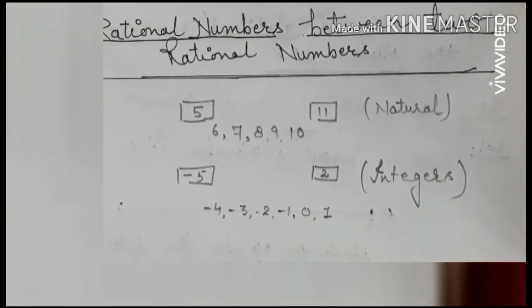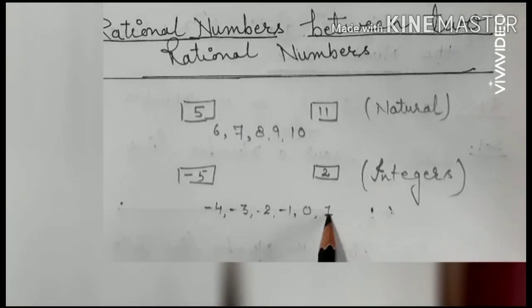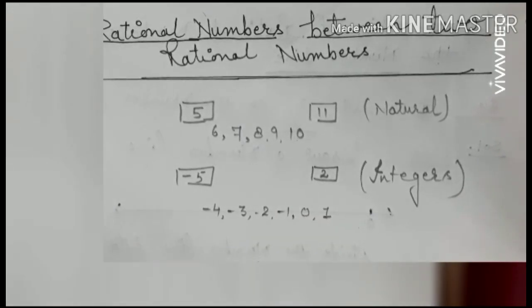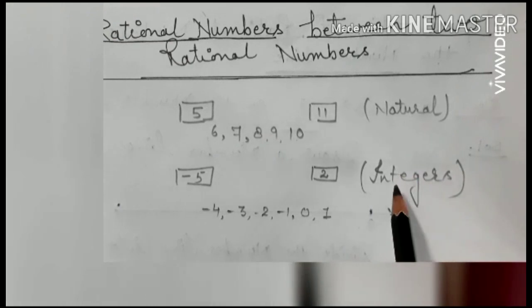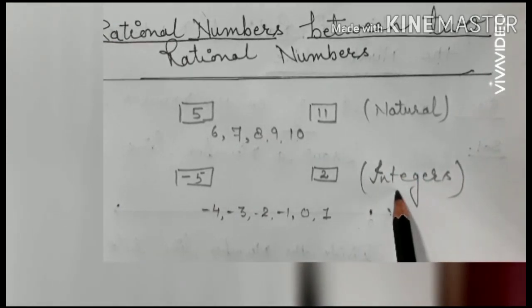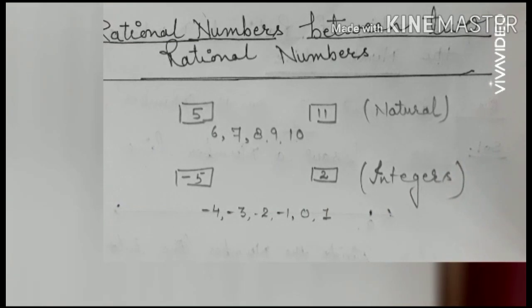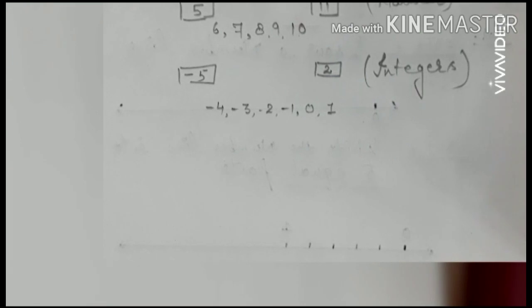You can easily count again. These are 1, 2, 3, 4, 5, 6. Okay, these are the simple cases for natural numbers. You can take whole numbers and integers also. Now here we will learn how many rational numbers are between any two rational numbers.